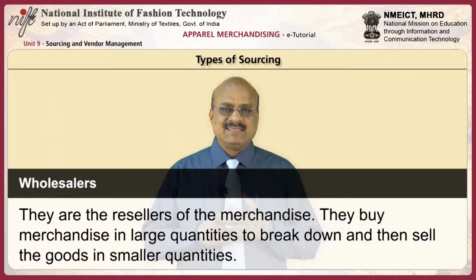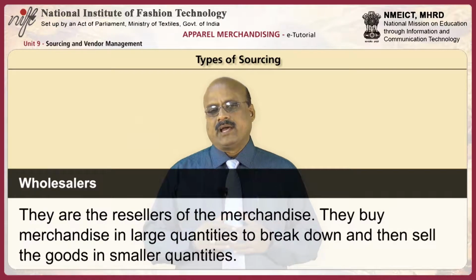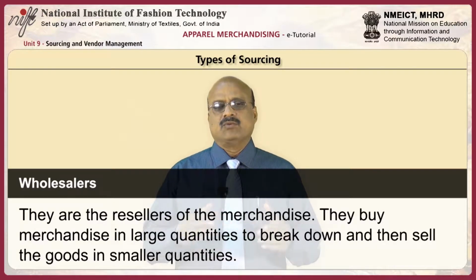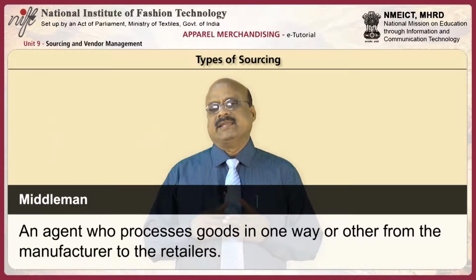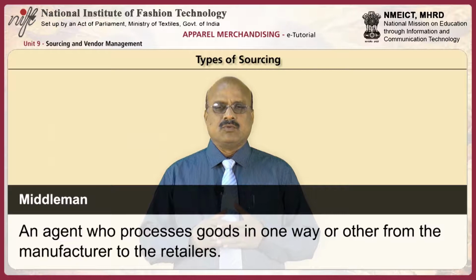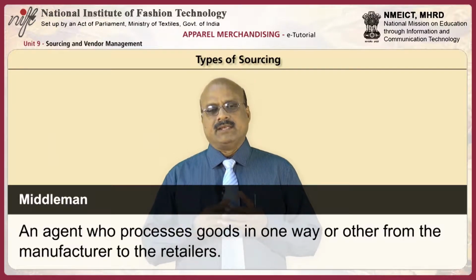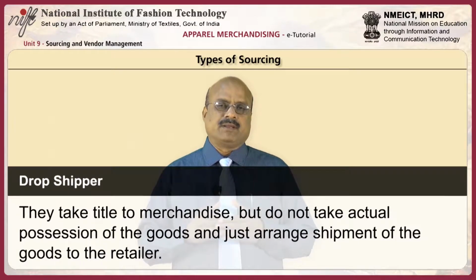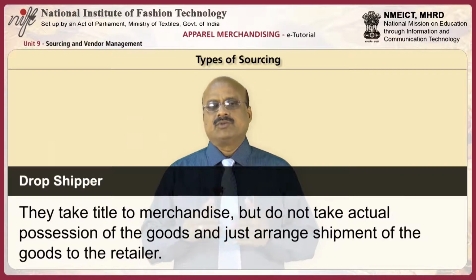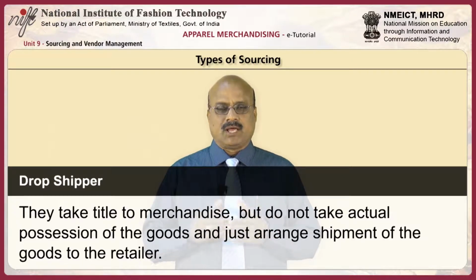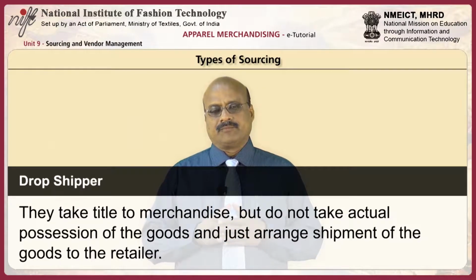Wholesalers are the resellers of the merchandise. They buy merchandise in large quantities and, to break it down, they sell the goods in smaller quantities. The middleman is an agent who processes goods in one way or the other from manufacturer to the retailer. A drop shipper takes the title to the merchandise but does not take actual possession of the goods and just arranges shipment of the goods to the retailer.